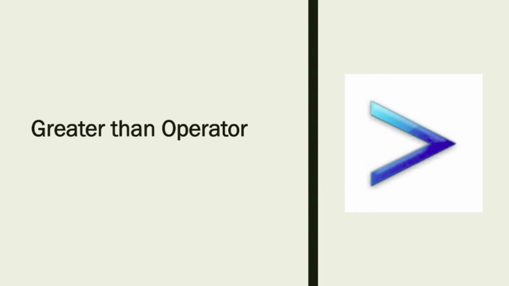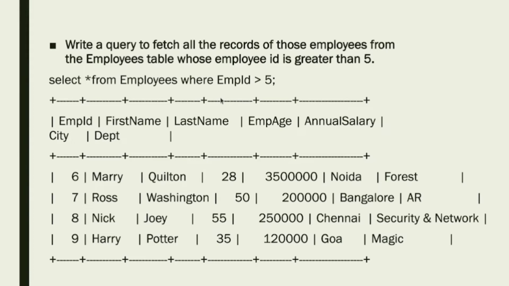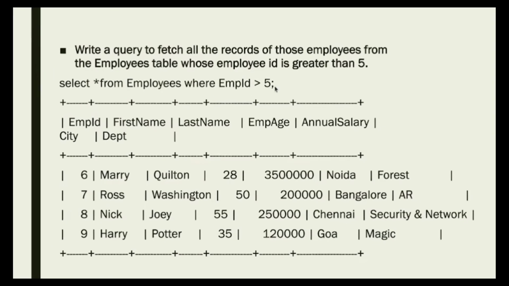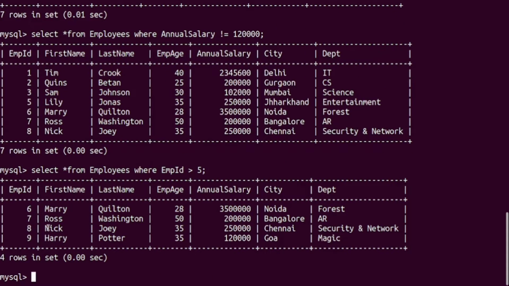Next, the greater than operator. Let's see the definition of it. It shows only those data which are greater than the value of the right hand operand. For example, write a query to fetch all the records of those employees from the employee table whose employee ID is greater than 5. We have to use the greater than sign. Let's check in the terminal. SELECT * FROM employees WHERE employee ID is greater than 5. It will show all the data greater than 5: 6, 7, 8, 9.